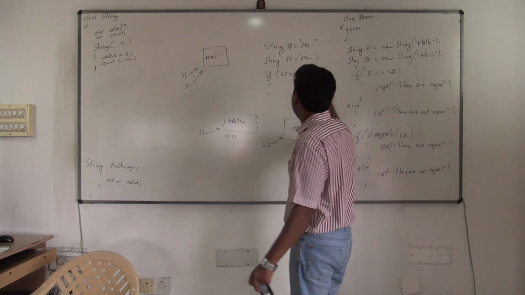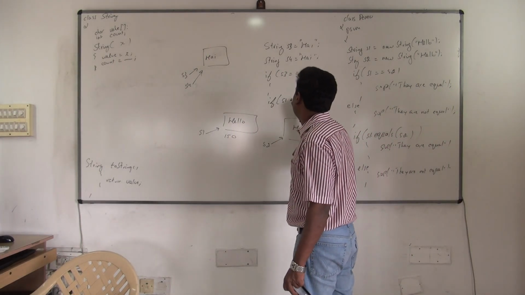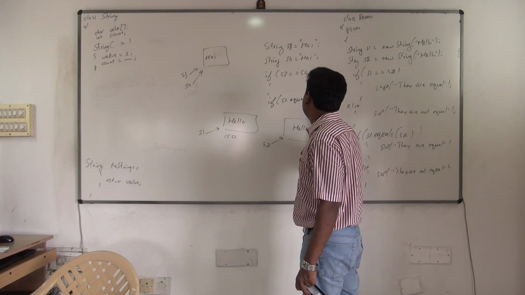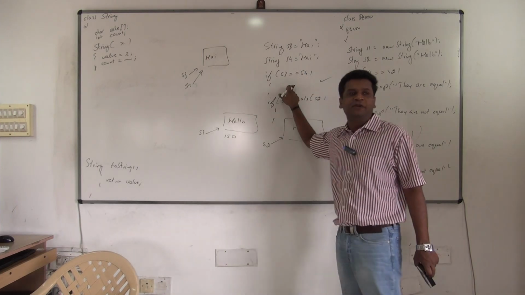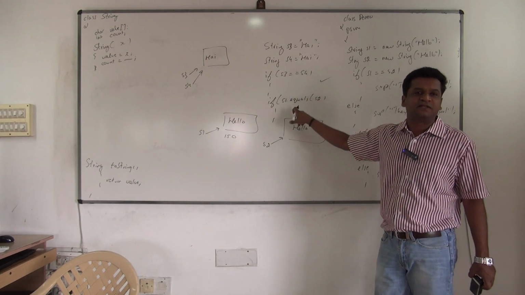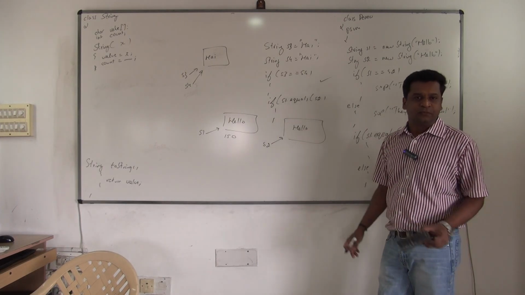So here this also will be true, and even s1.equals(s2). Here both the conditions will be true. It will print this as equal as well as this as equal. So that's how they work.